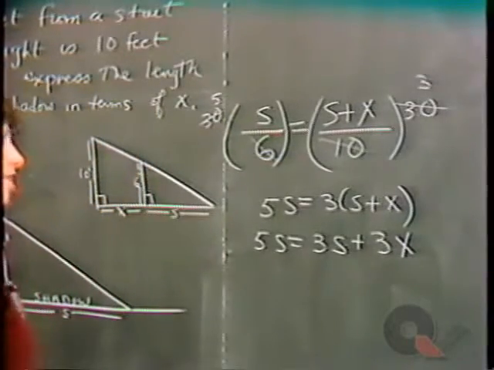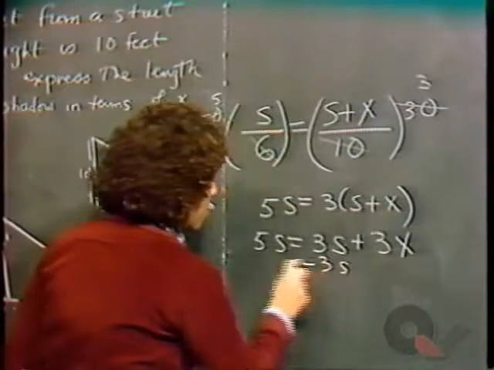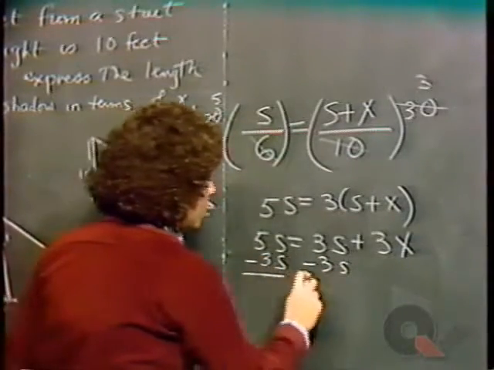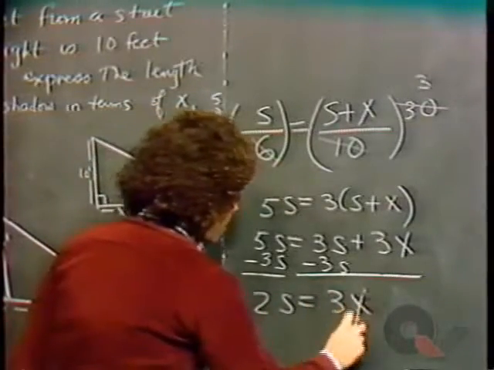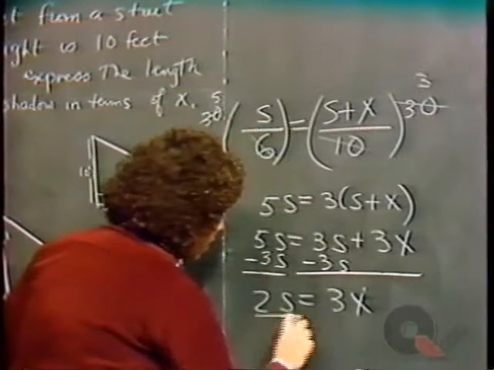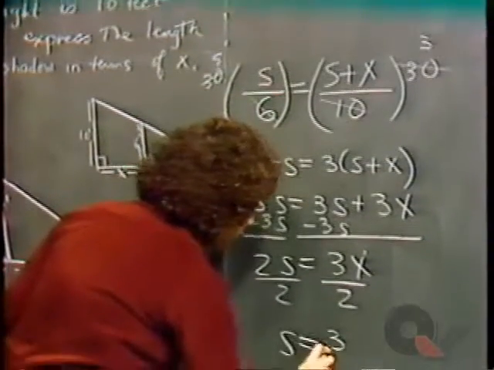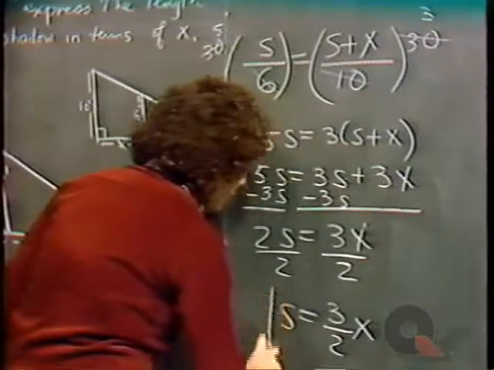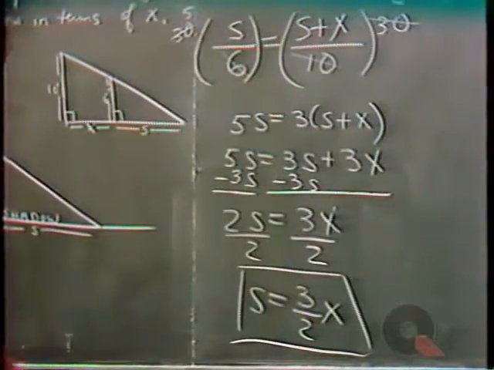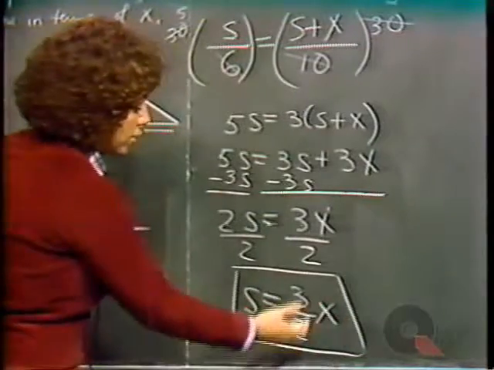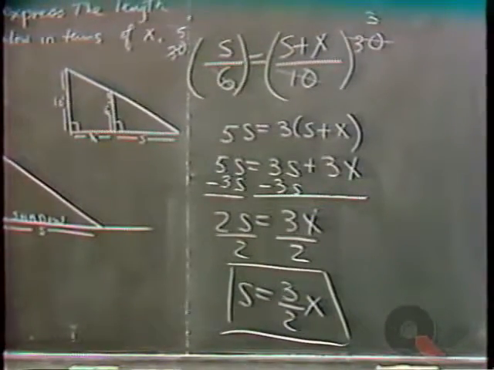We'd like to solve for s in terms of x, so let's get s on one side. We subtract 3s from both sides of the equation, giving us 2s is equal to 3x, and then dividing both sides by 2, s is equal to 3 halves x. We now have expressed the length of the man's shadow, s, in terms of x, or as a function of x, where x was the distance between the man and the street light.